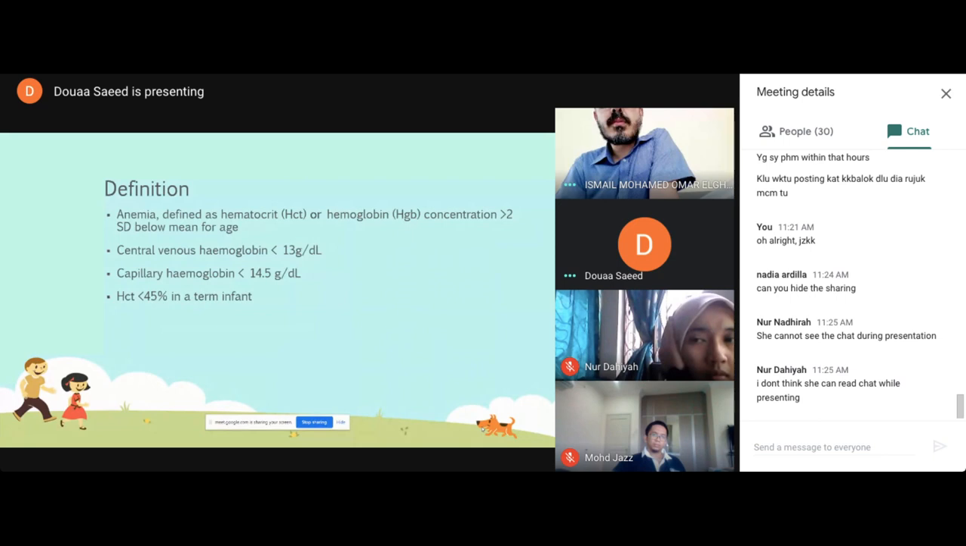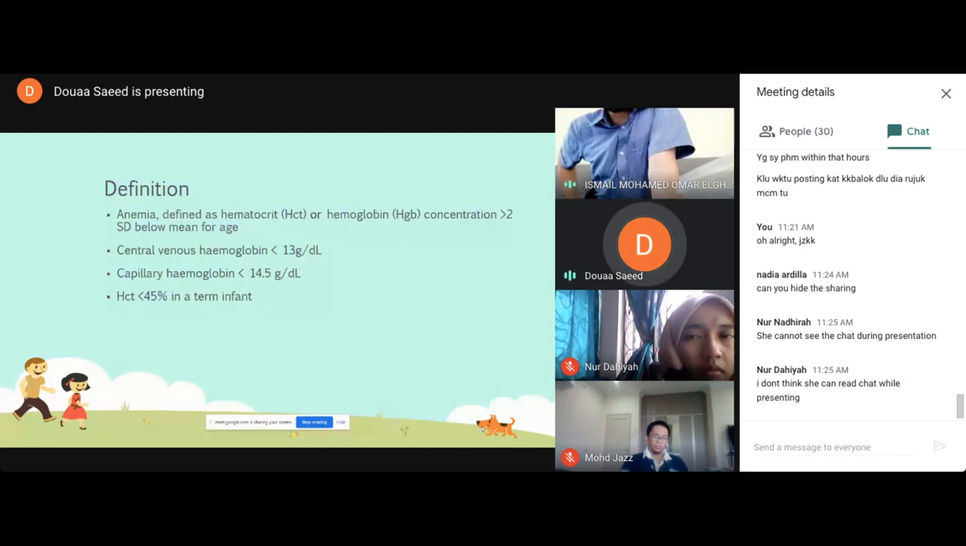Yes. Dua, I want to ask you one question. I didn't know that before. Why is central venous hemoglobin different from capillary hemoglobin? How I understand it is that the capillary hemoglobin will have more deposition of red blood cells. Yeah, we can get more red blood cells from the capillaries than from the central venous. Okay, so the readings will be higher. Okay, good.